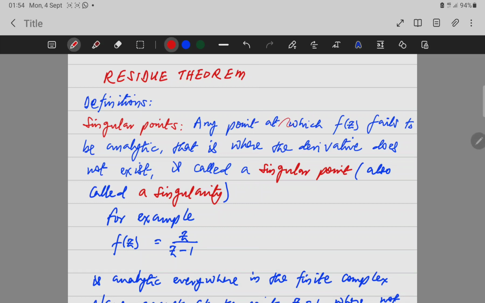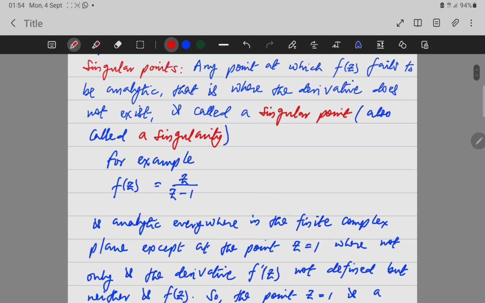Any point at which f of z fails to be analytic, that is where the derivative does not exist, is called a singular point. This can also be called a singularity. For example, if you look at this function, we discover that it is not defined when z minus 1 is equal to 0. That is, the denominator is equal to 0, which implies that z is equal to 1.